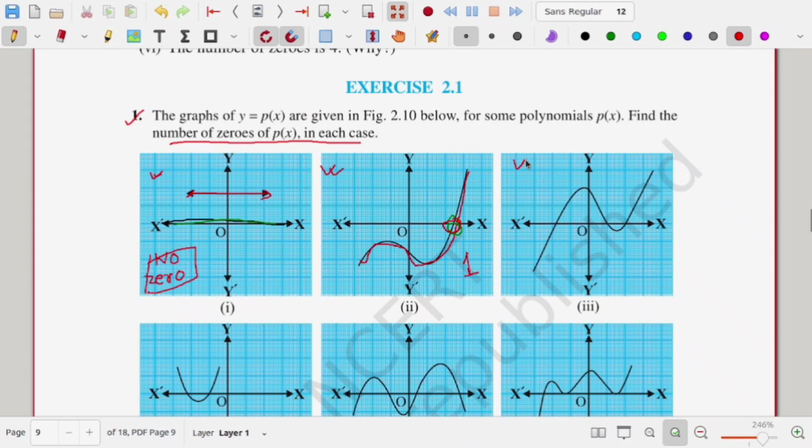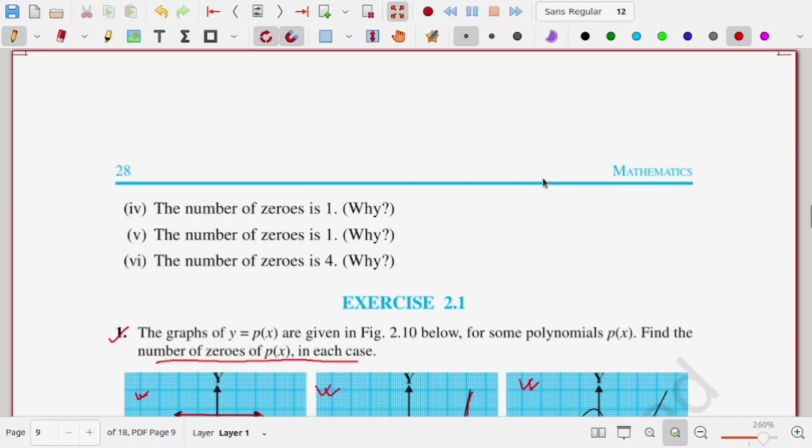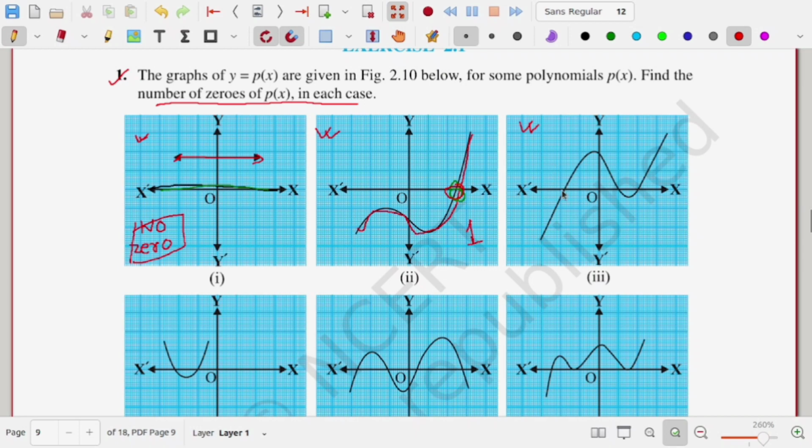Now coming to the third problem. See how many times the graph cuts the x-axis. Here one place, here one place, here one place. So 3 times the graph cuts the x-axis. So the number of zeros will be 3. Just remember, here we have to check only the x-axis, not the y-axis. Here also the graph cuts the y-axis, so don't count this. Okay, keep it in mind. We have to look at how many times the graph cuts only the x-axis, not the y-axis.